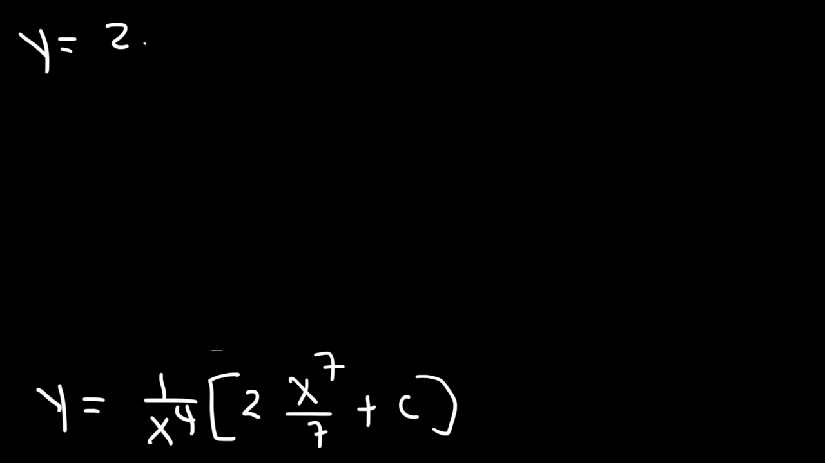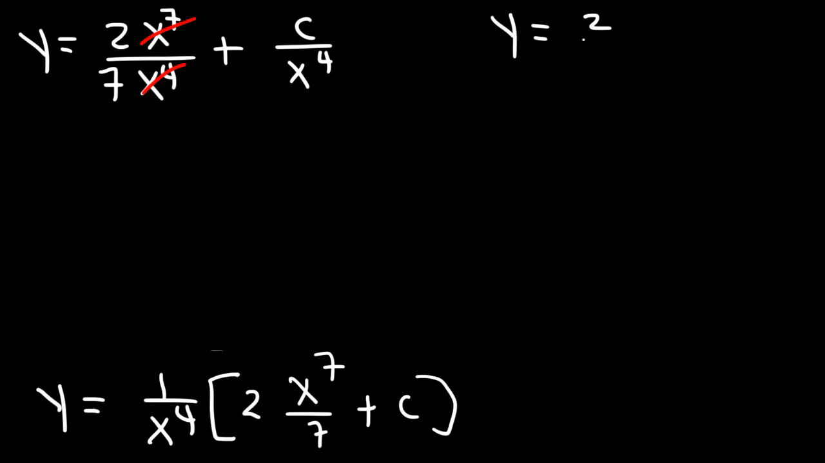So it's going to be 2x to the 7 divided by 7x to the 4th, and then plus c over x to the 4th. So 7 minus 4 is 3. So the final answer is going to be y is equal to 2 over 7 x cubed plus c over x to the 4th.